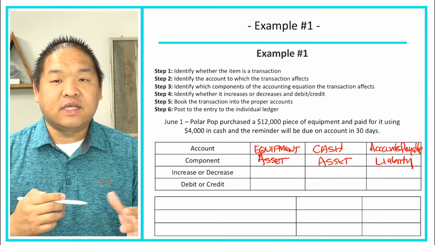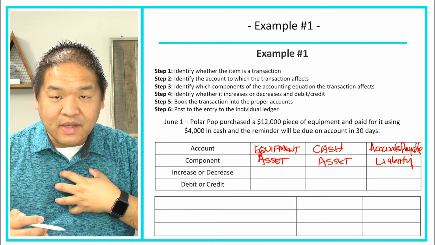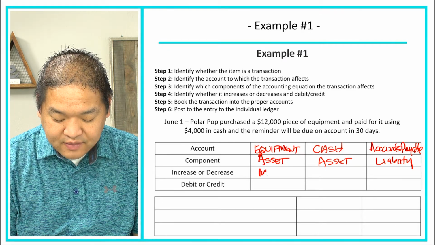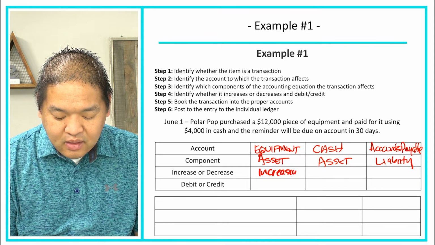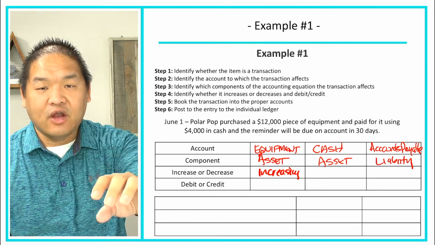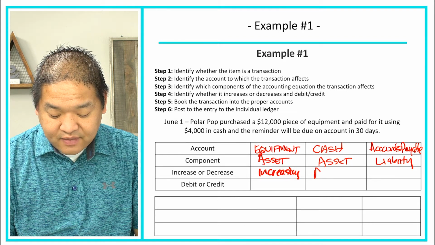Is it increasing or decreasing? Well, we're receiving equipment, so that means that our equipment balance is going to go up, so increasing. Cash is leaving our pocket, and because it's leaving our pocket, it's decreasing.